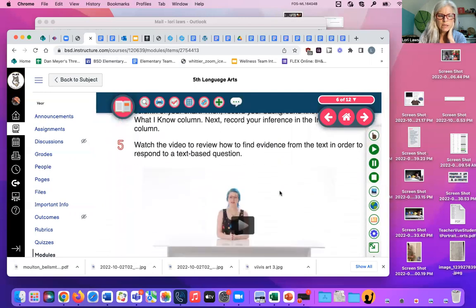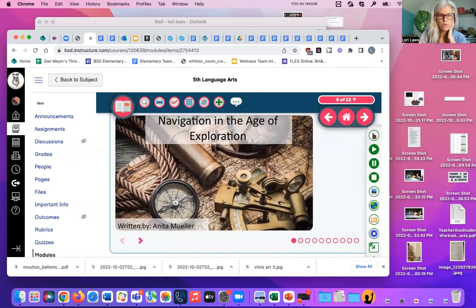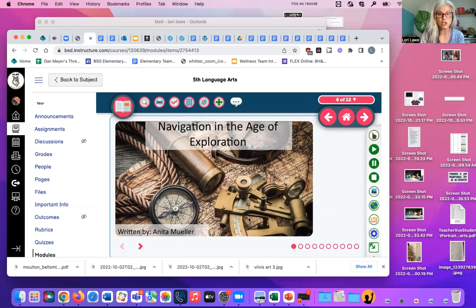Here's the most important thing that you need to make sure you do. When you find it, this is the text that everything is going to be based on for the whole unit, really. And so you have to read this one. And look, it's super long. 1, 2, 3, 4, 5, 6, 7, 8, 9, 10 pages. And you've got to read through this Navigation in the Age of Exploration on page 6.